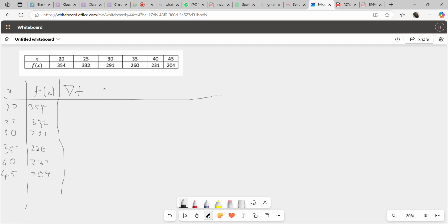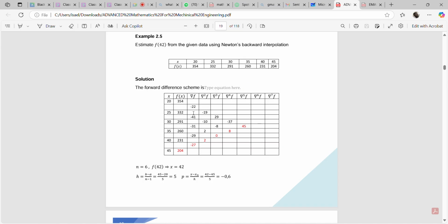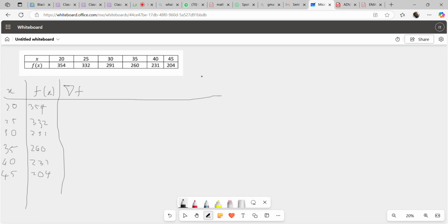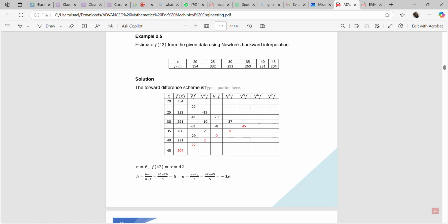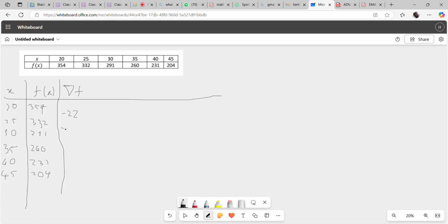Guys, please, when you're done after this class, redo this and try the problem until you get it right. If you don't have a calculator, I will check. I believe they got 22. Now 332 minus 354, what's the answer? I think they got minus 22 there. Then 291 minus 332, low minus up. They got minus 41. So you see that's how it is done.